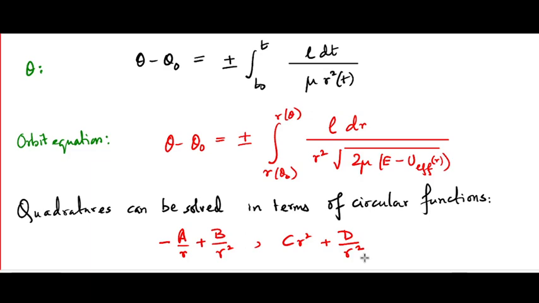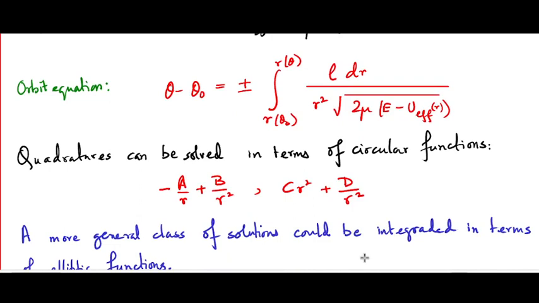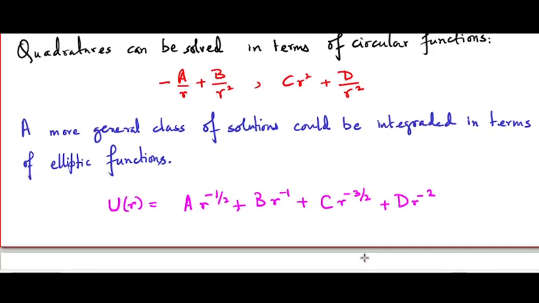If you extend your list of known functions to go beyond circular functions and go into things called elliptic functions, you find that a larger class of potentials opens up for which you can get a solution for these quadrature equations in terms of known functions, in this case elliptic functions, as I said. I just worked out one example of that. U of r is given by a by square root of r plus b over r plus c over the 3 by 2th power of r plus, once again, a term with a 1 by r square.